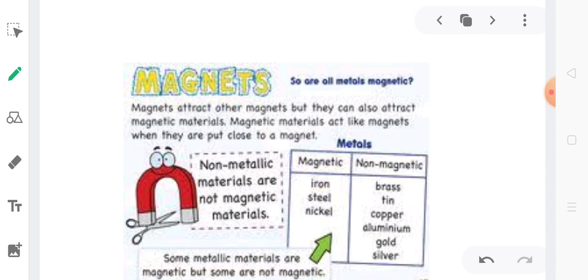So magnets attract other magnets, but they can also attract magnetic materials. Now magnetic materials act like magnets when they are put close to a magnet.